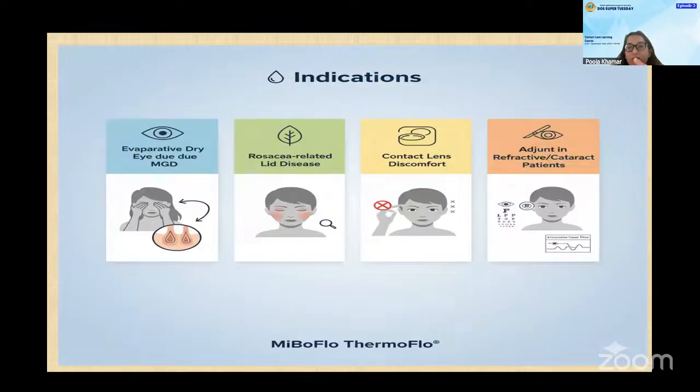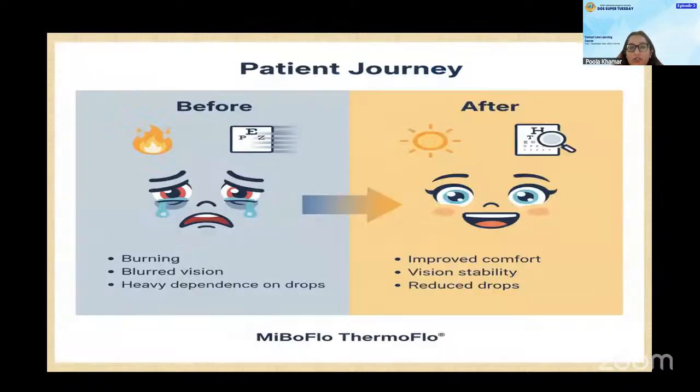And I have already spoken about it, you can also use it as an adjunct for refractive or cataract surgery patients. Experience wise, even with one sitting, a lot of patients with burning, blurry vision, and heavy dependence on drops feel there is improved comfort, vision stability, and reduced need of drops, and the burning sensation and everything also reduces.